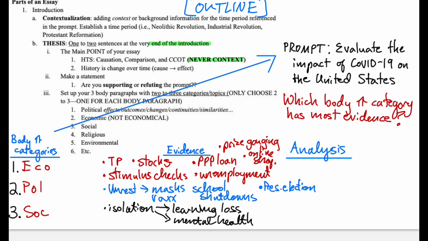But already I can tell what my answer to this is going to be, okay, which body paragraph category has the most evidence. It's going to be my economic body paragraph, okay, because I can just list those on and on and on. Analysis is going to be a little bit more difficult because you have to answer, okay, why is this significant? Why does it matter that there are all these negative things going on in the economy, that toilet paper was going through a shortage, that stocks were going down, that unemployment was going up?